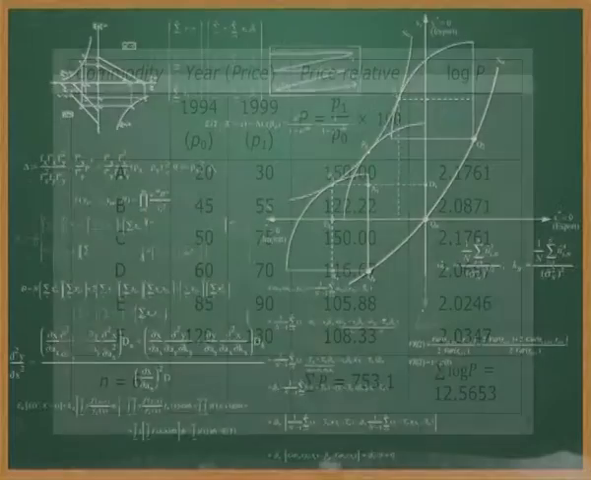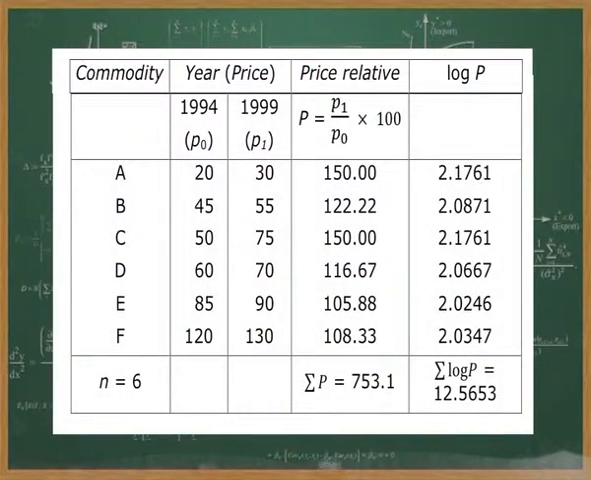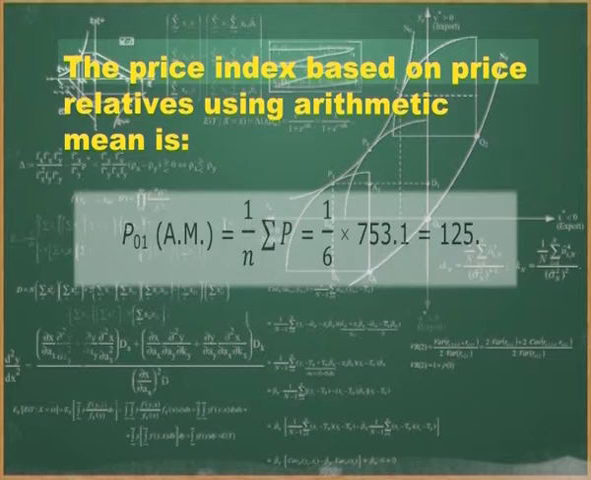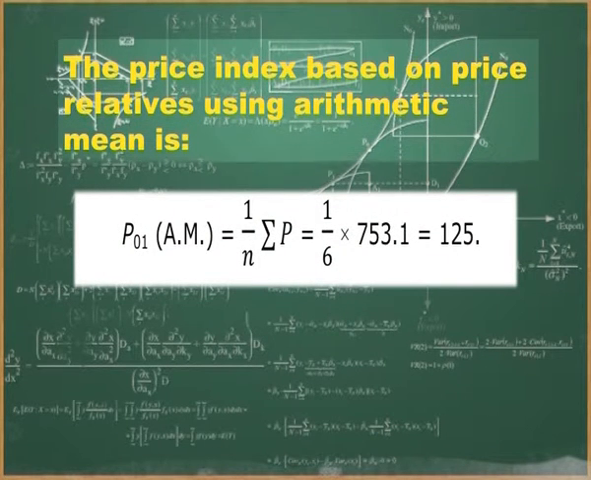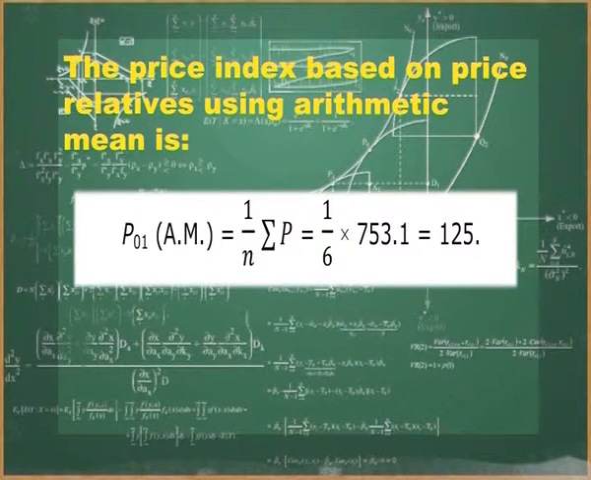Let's see the solution. We're doing the computation of price index number here again. So from the table we have calculated n, which is equal to 6, ΣP equals 753.1 and Σ log of P equals 12.5653. So these are the calculations we have done using the table. Now using AM and GM formulas, the price index based on price relatives using arithmetic mean is given as P01 AM equals 1 by n times ΣP. This is equal to 1 by 6 into 753.1, which is equal to 125.